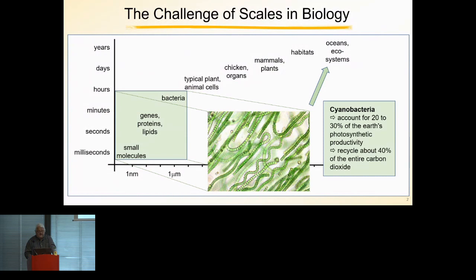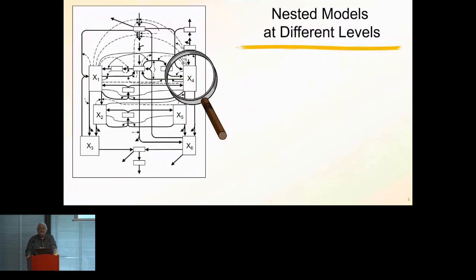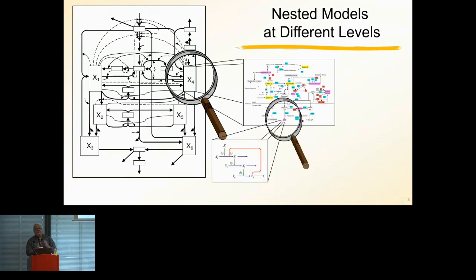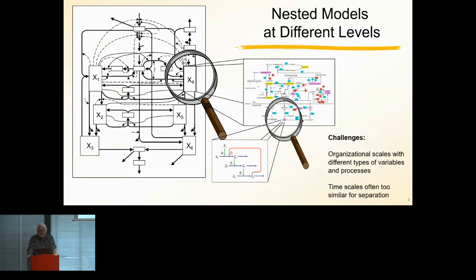Now, in some cases, we need to use nested models. So we have a model and we look at a detail, and if we blow it up, then there's another model, and if we blow it up, we have another model. So how can we capture that? In some cases, there is the well-known method of timescale separation, and I'm not going to discuss it today because I don't have time, but I'll be happy to talk with you during the break. But if the timescales are close, you cannot separate them, so you have to deal with them in some manner.